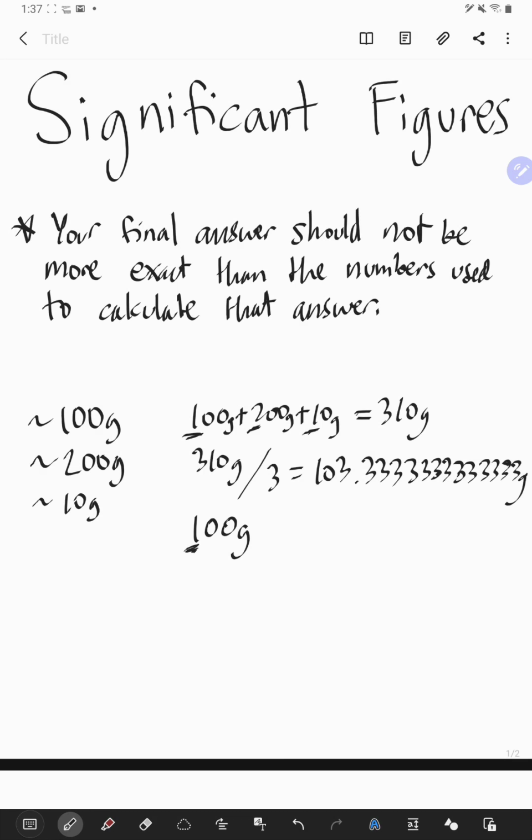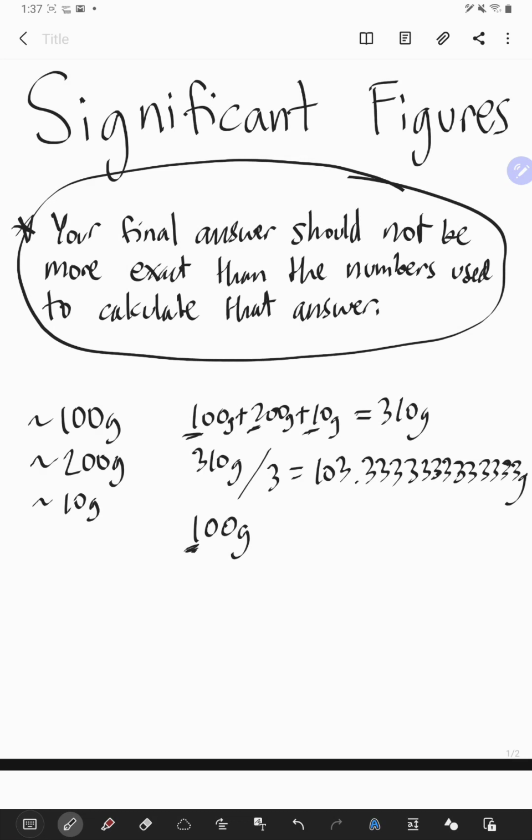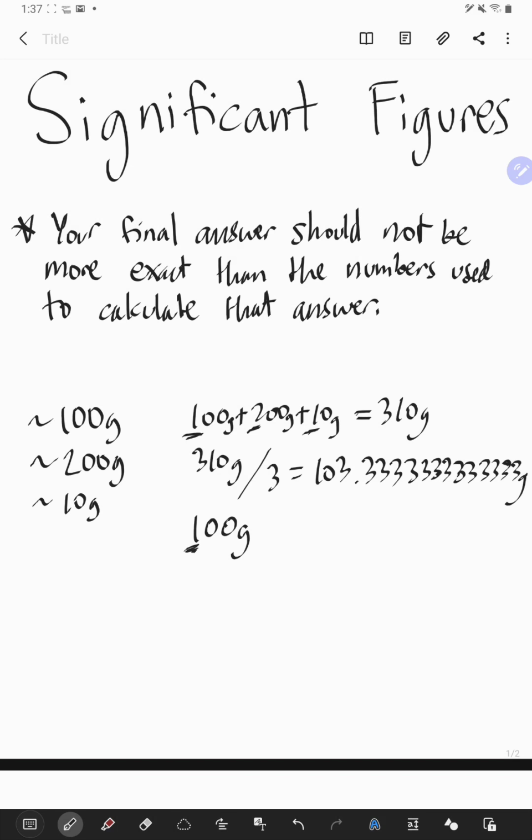And again, the entire point of it is so that your final answer is not more exact than the numbers used to calculate that answer. We can't take a bunch of rounded values and then find this super exact, precise answer. That just wouldn't make sense. If we're going to round the numbers used to calculate the final answer, then the final answer should also be rounded. So our answer here would be 100 grams would be the average amount of water.